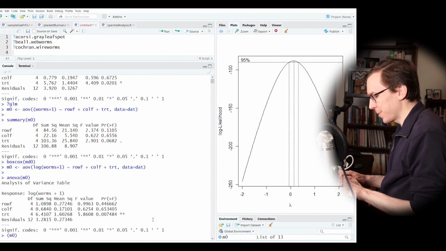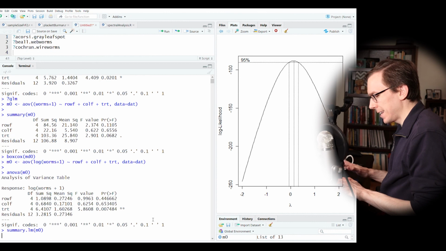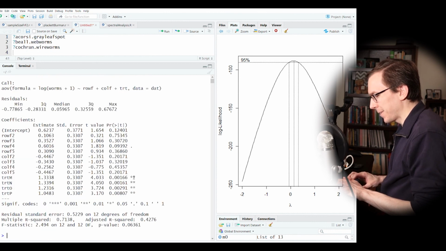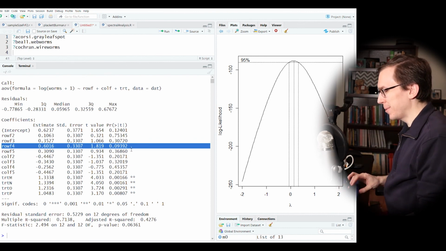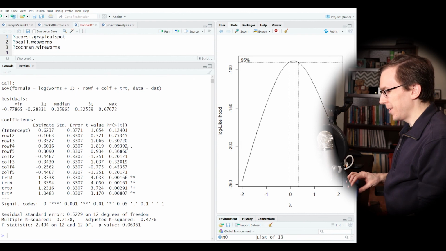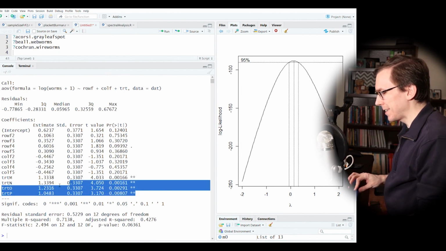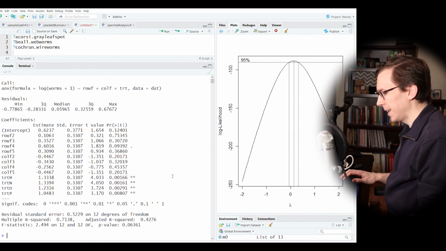Now, of course, we can always look at summary.lm to see if there's any significant differences here. Of course, we still see not really any significance in that row anymore, though maybe there's still a very subtle signal there, but we still can detect very significant differences in our treatment.